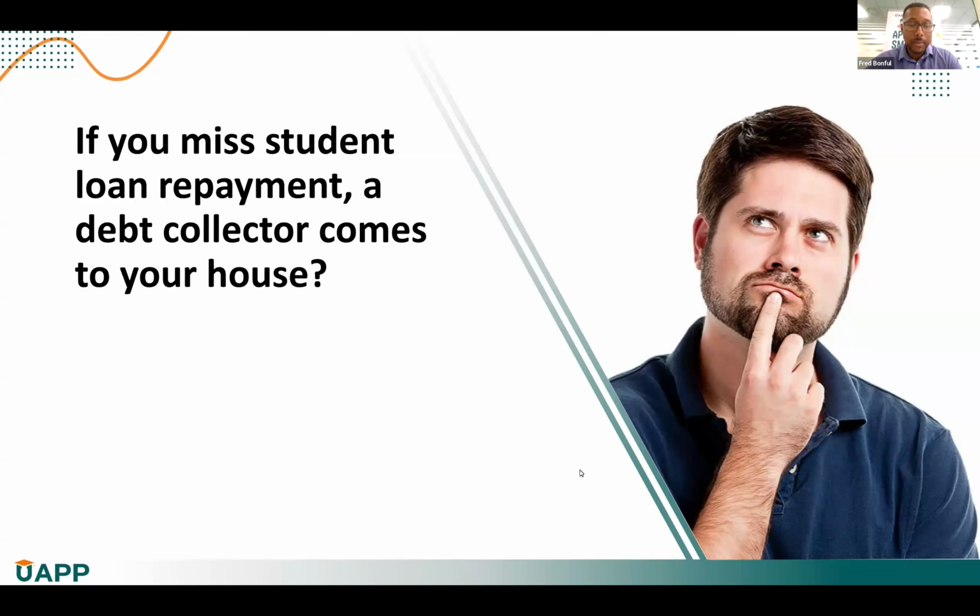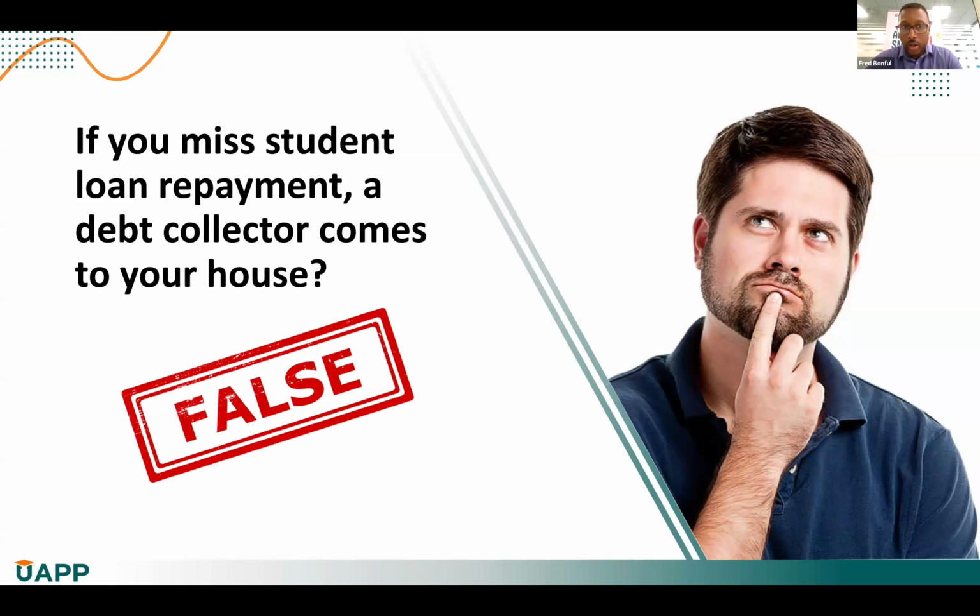Okay, so if you miss a student loan repayment, a debt collector comes to your house. Let's have a look. That is false. It's not the same type of system as your bank loans. For student finance, it's a very flexible system and it's not connected to things like your credit score, which I think is one of the questions. So it's completely separate. So it's fantastic.